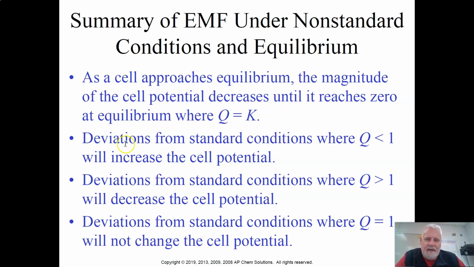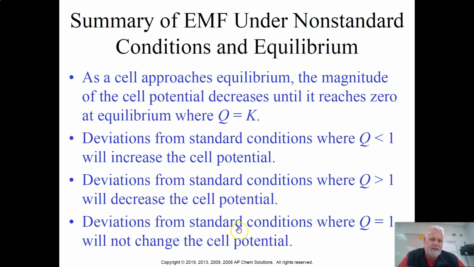Okay? Now, deviations from standard conditions where Q is less than 1 will increase the cell potential. I think it was easier to understand with that chemical reaction, but just get that idea. Q is less than 1. You'll want to jump back there. That drives that forward reaction, and then you get more electrons in a better battery. Deviations where Q is greater than 1 are going to mess up your battery. Okay? And they're going to slow down and decrease the cell potential.